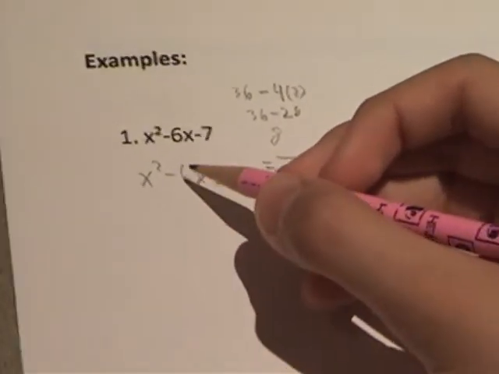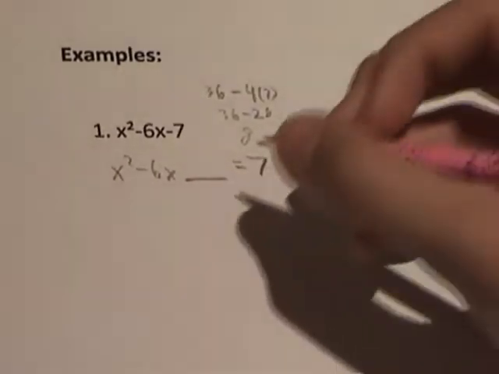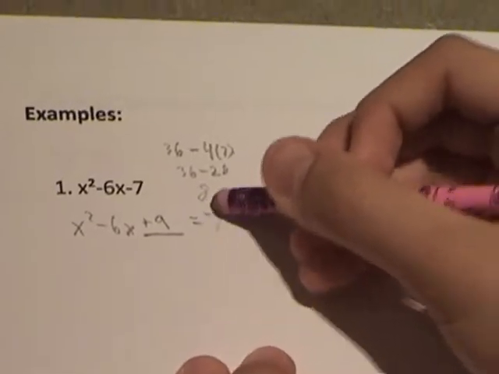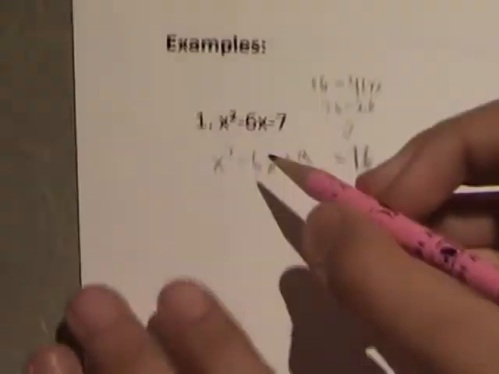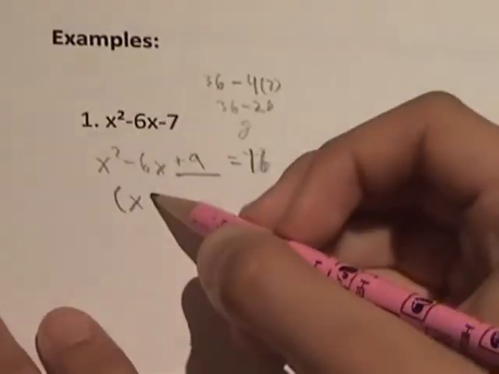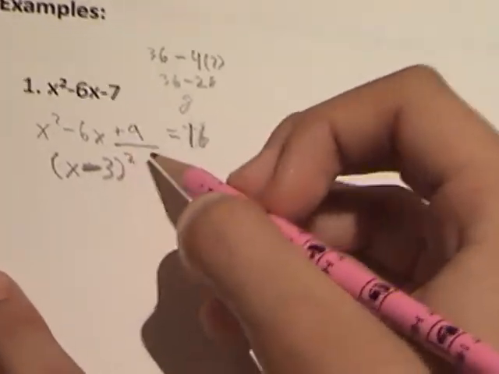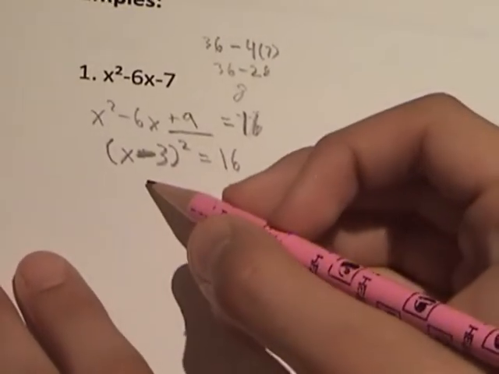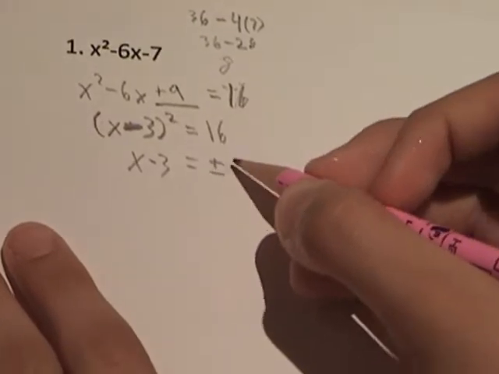Negative 6 divided in half is negative 3. Then squared is 9, plus 9. 7 plus 9 is 16. Then factoring out the perfect square trinomial, x minus 3 squared equals 16. Take the square root, x minus 3 equals positive or negative 4.